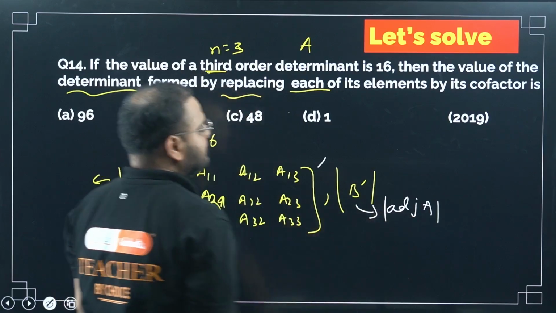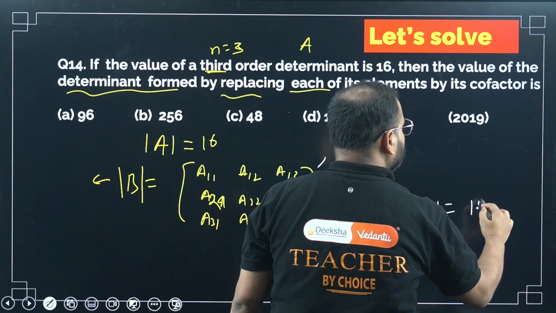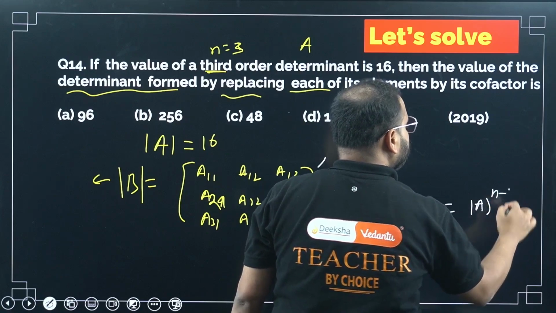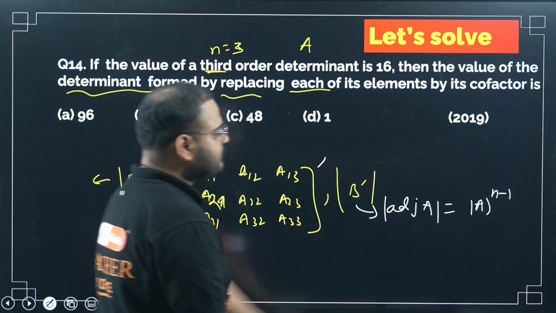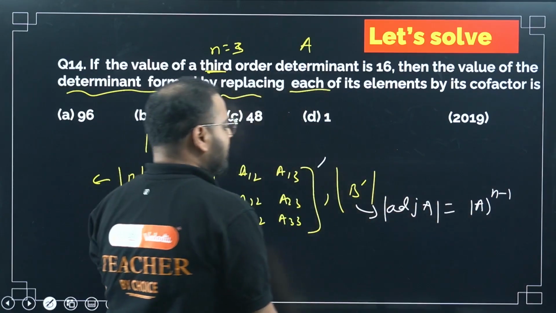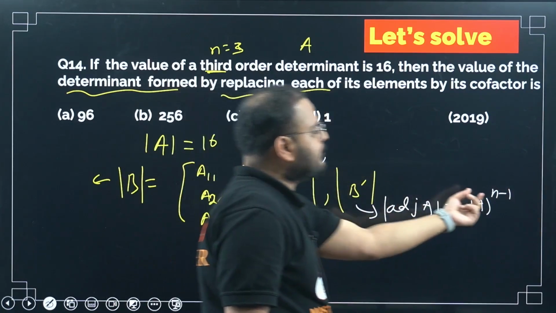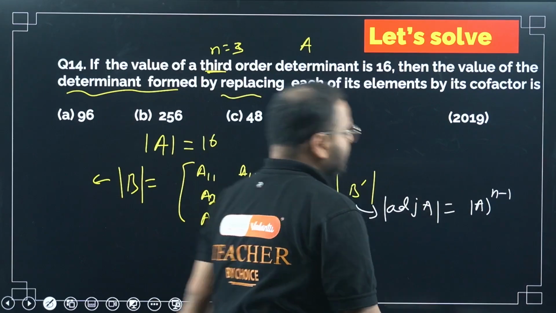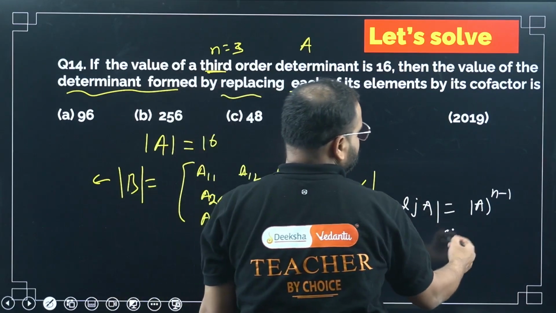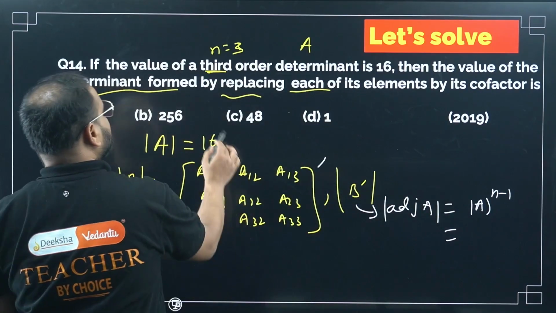Taking the determinant will be what? I told you this is the formula: determinant power n minus 1. If there was another adjoint, I'll write n minus 1 the square. Another adjoint, I'll write n minus 1 power 3. So what will this be? What is this value? Determinant of A is given as 16.